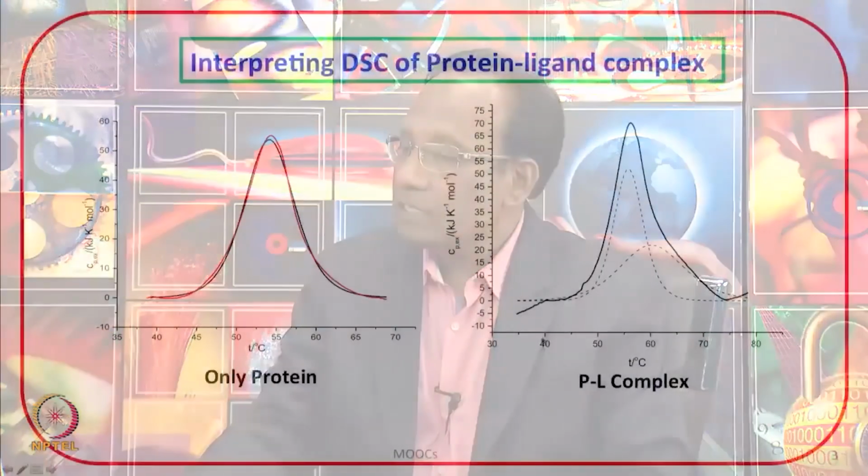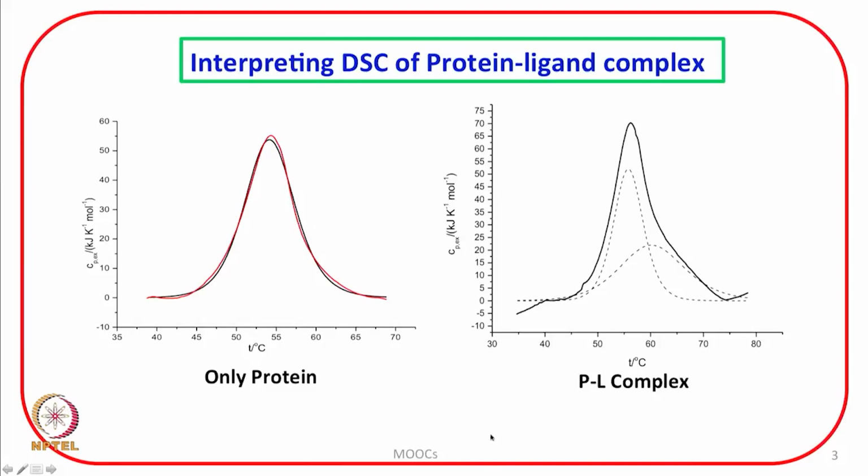Now, let us go back to the slide and take a look at this DSC curve. One way of interpreting this kind of DSC curve is that at equilibrium there are sufficient amounts of both PL and P, which are showing up as two separate transitions. The one at higher temperature can be due to the PL complex unfolding, and the one appearing at a lower temperature corresponds to the protein which is still unligated.